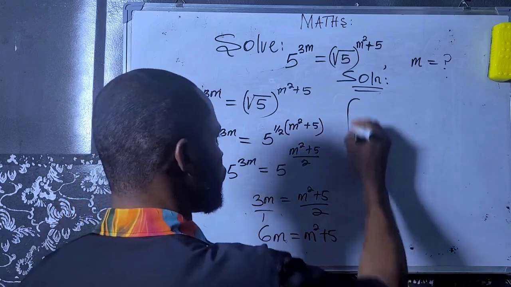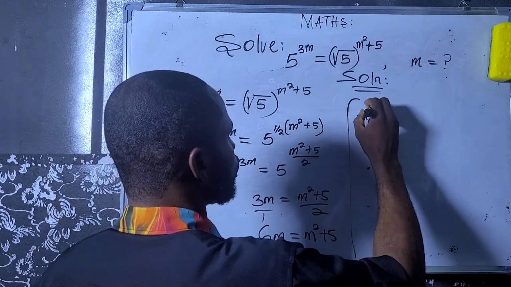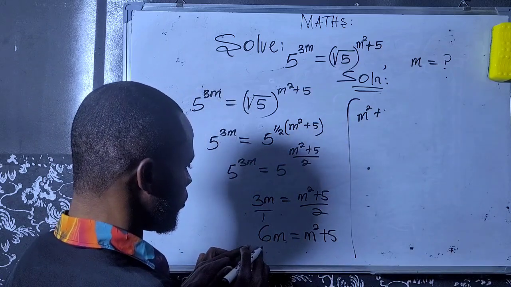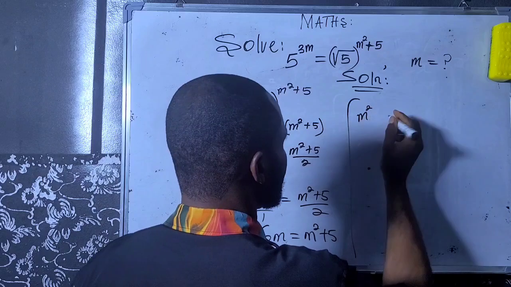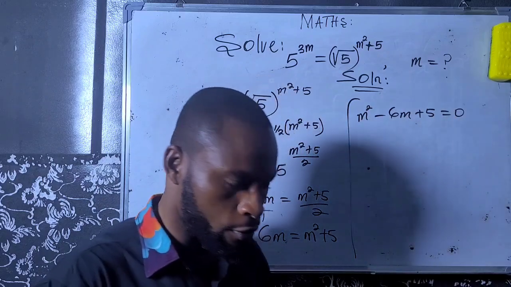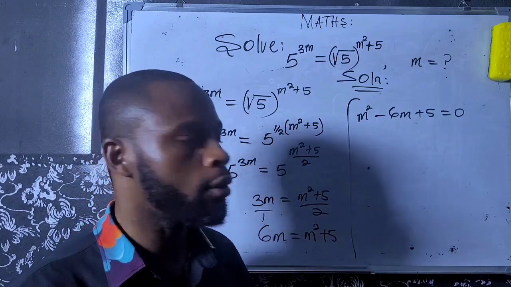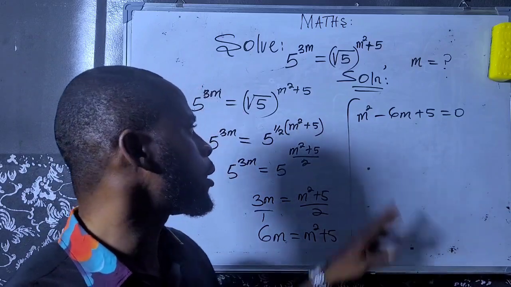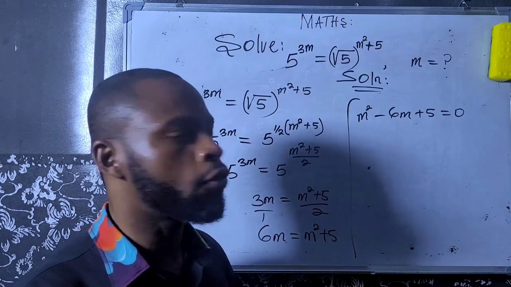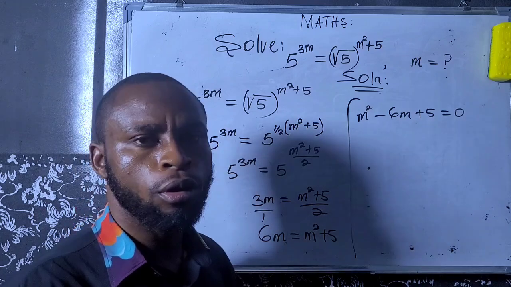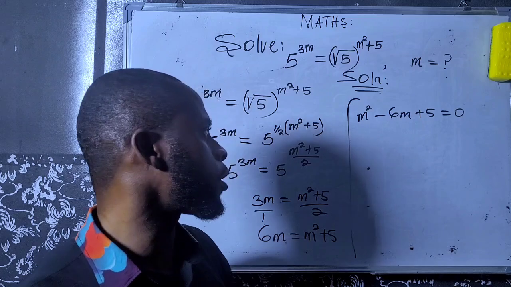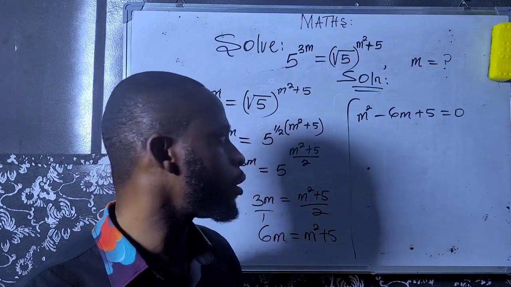Now, if you do that, you are going to have m squared, if you move 6m down here, it becomes minus 6m plus 5 equals 0. That is the normal form of a quadratic equation. The next step to be considered is for you to come to the constant here. Look for two possible factors of 5 such that when you multiply, it will give you plus 5, and when you add up these two factors, it will give you minus 6.